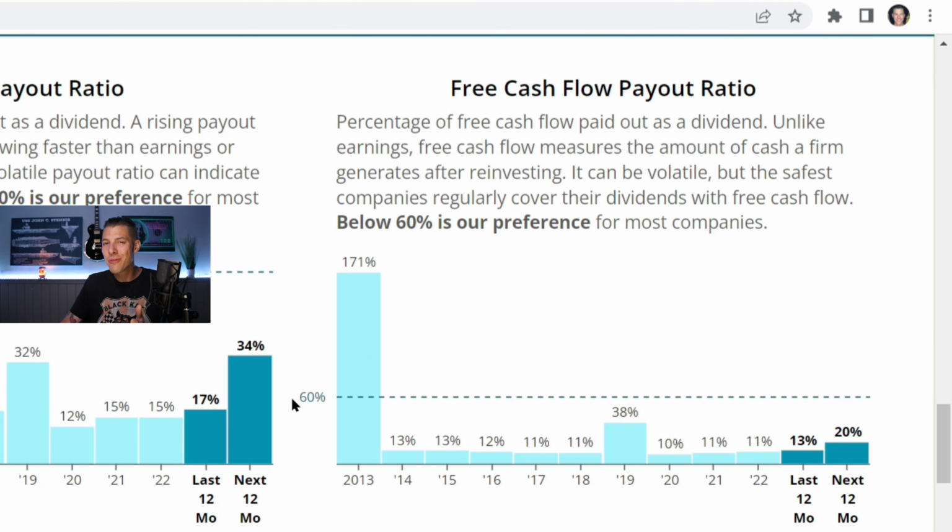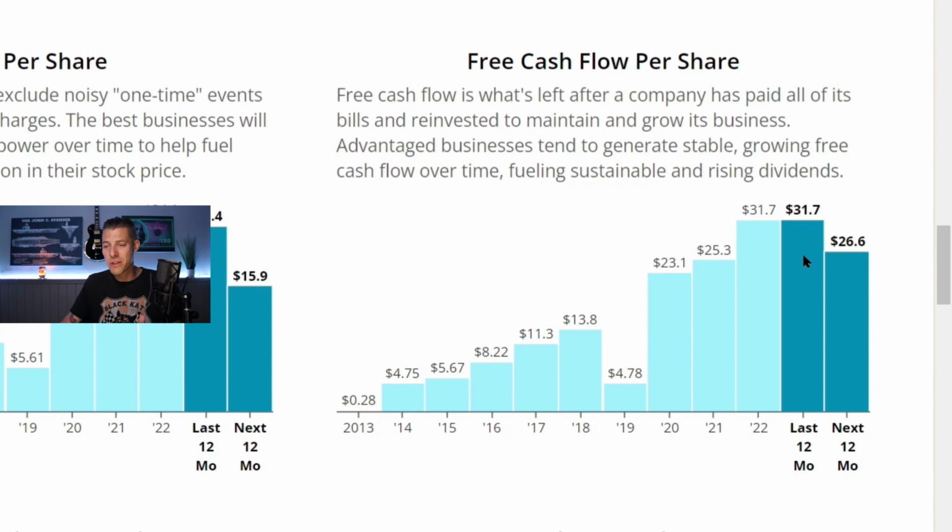And to get the warm and fuzzies, a lot of us in the community like to see 60% or below, gives us some wiggle room. And when you see things like 171%, time to get a little worried and hope that it comes down really, really quickly. And there it is again, your $31.70 of free cash flow per share.